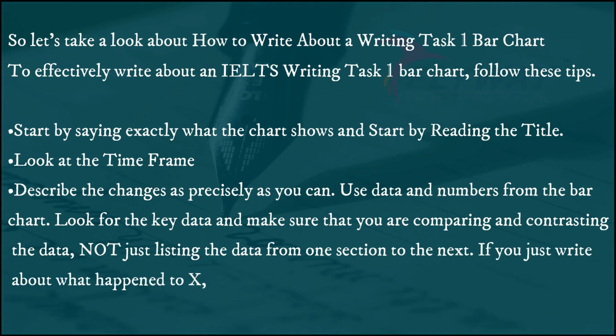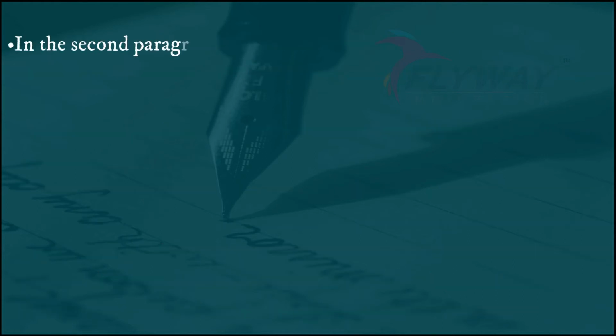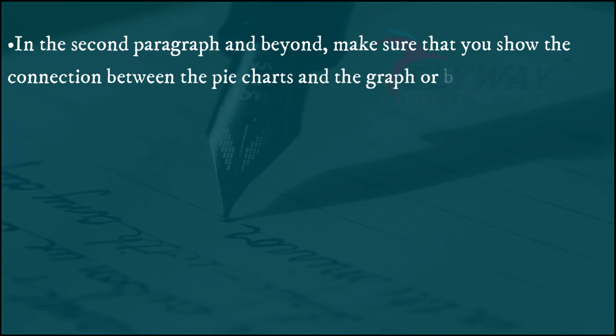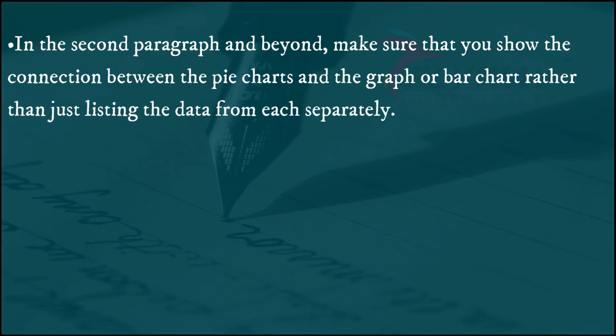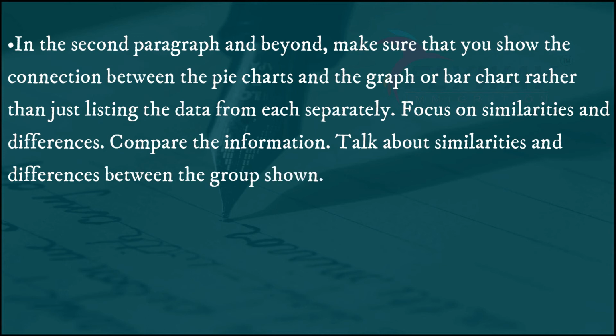If you just write about what happened to X, what happened to Y, and what happened to Z without showing any relationship between them, you will not get a high score. In the second paragraph and beyond, make sure that you show the connection between the pie charts and the graph or bar chart rather than just listing the data from each separately. Focus on similarities and differences. Compare the information. Talk about similarities and differences between the groups shown. Decide what you are comparing. And the last one is to conclude by stating what the main trends or changes are.